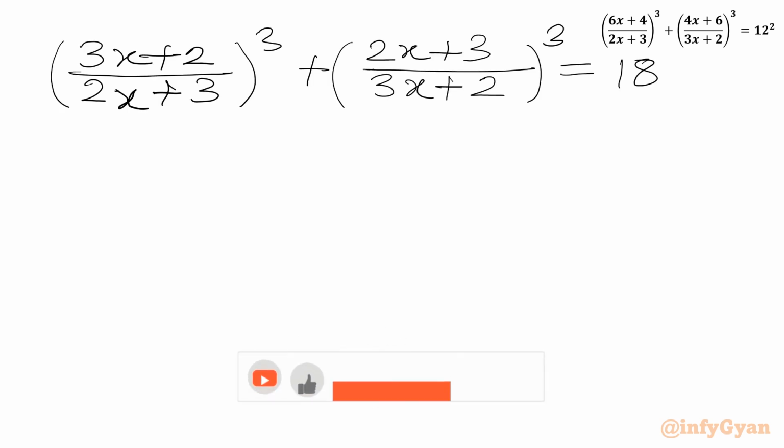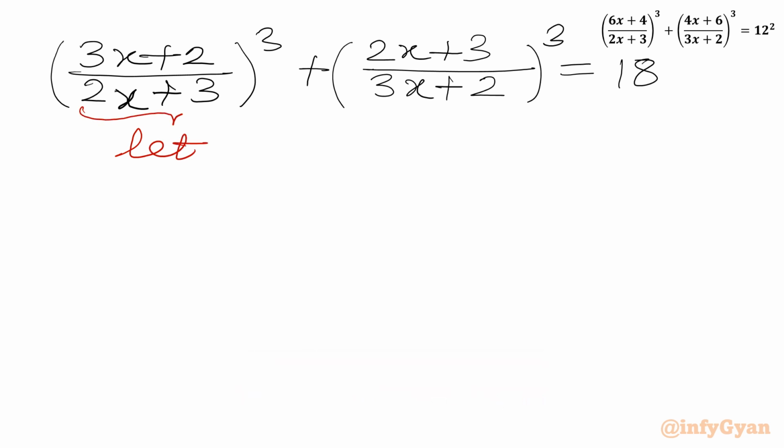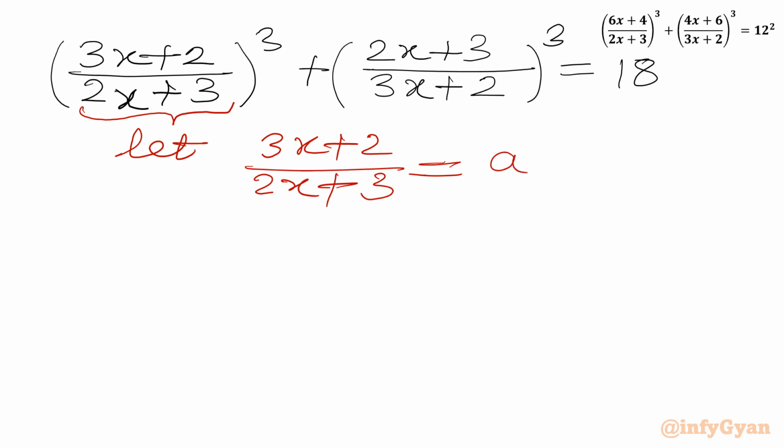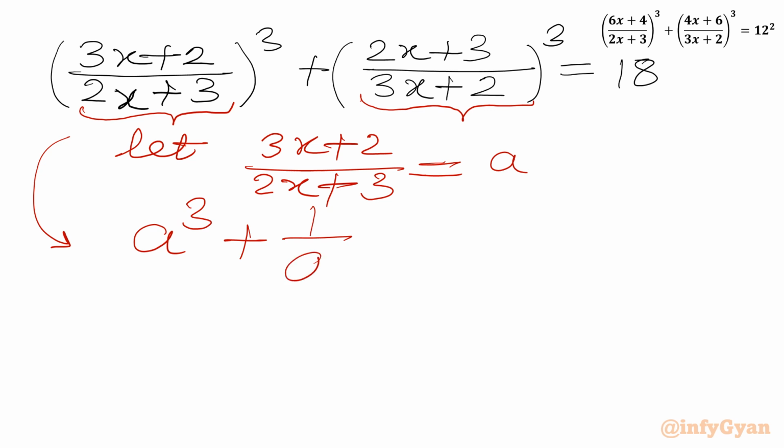Let me write our equation once. Here it is. Now we will assume our substitution. Let's say first bracket is a. So let me write 3x plus 2 over 2x plus 3 equal to a. Then our second bracket will be 1 over a. So I can write our equation a cube plus 1 over a cube equal to 18.